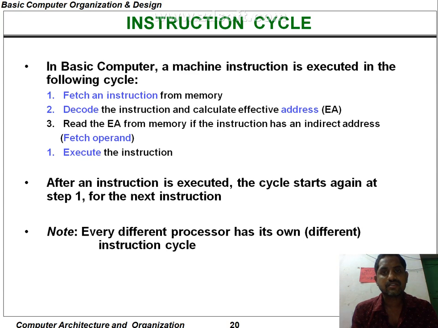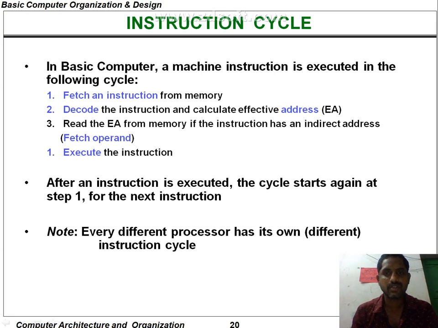Next, the instruction cycle. In the basic computer, a machine instruction is executed in the following cycle, which has three types of function. The first is to fetch the instruction from memory. Next, decode the instruction, calculate the effective address, and read the effective address from memory if the instruction has an indirect address. Then execute the instruction. After an instruction is executed, the cycle starts again at step 1 for the next instruction. Every different processor has its own instruction cycle.